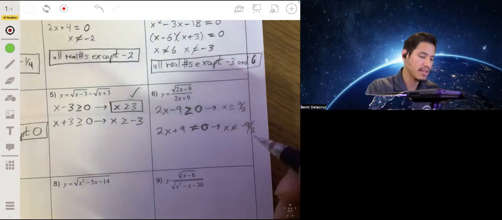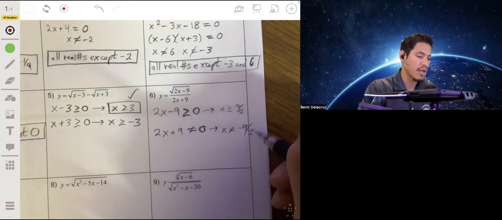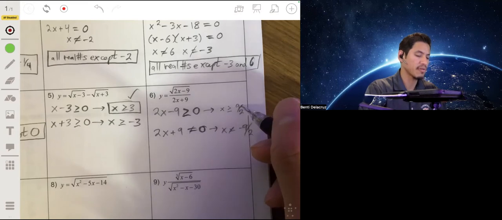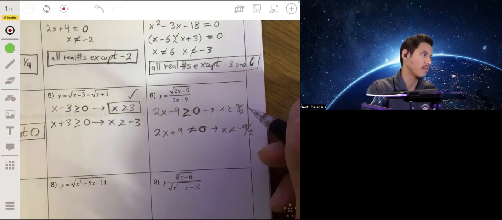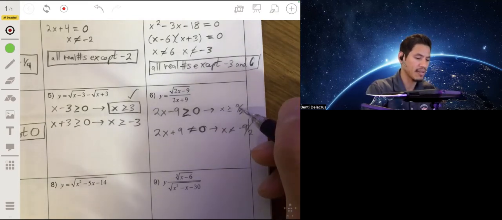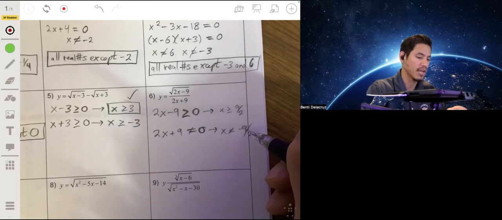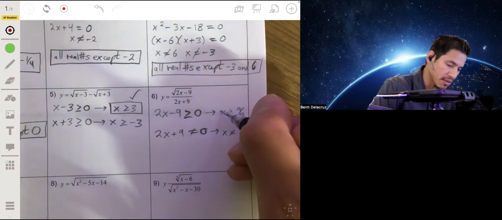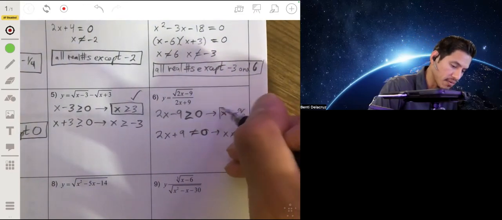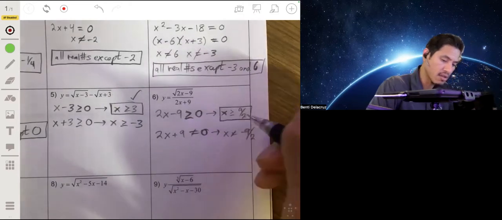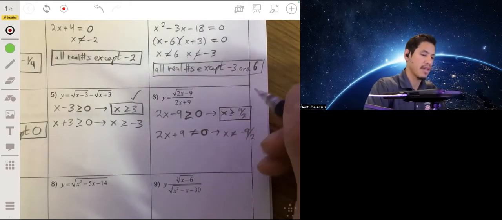Now, again, this doesn't matter because we have to have x be greater than or equal to 9 halves, or 4.5. So if it's greater than 4.5, it's automatically not going to be negative 9 halves. The domain we could just have is this interval: all numbers greater than or equal to 9 halves.